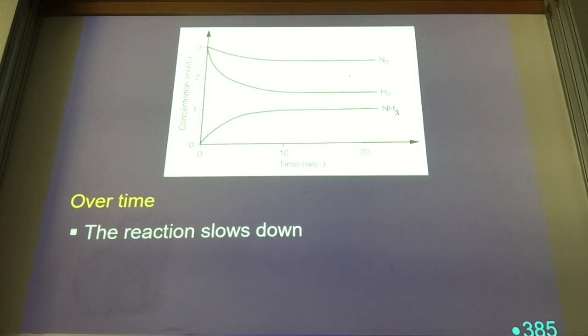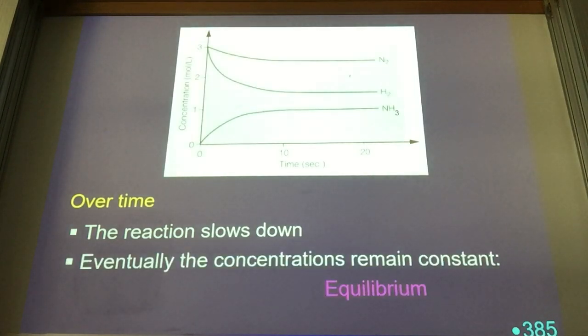Over time, what happens is, as we get more and more ammonia, the reverse reaction starts off, and so the overall rate of production of ammonia slows down. And it gets to the point where the concentrations remain constant. And that's what we look for in one of these graphs, to know that the system is at equilibrium. If concentrations are constant, the system is at equilibrium.